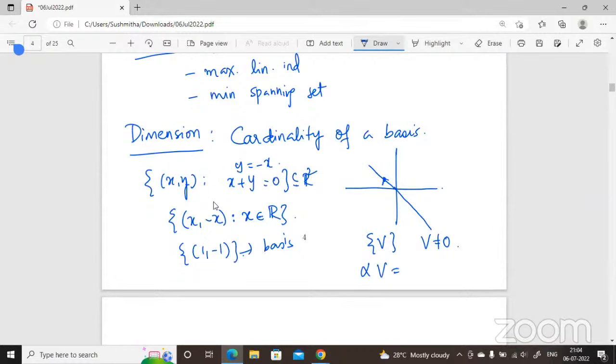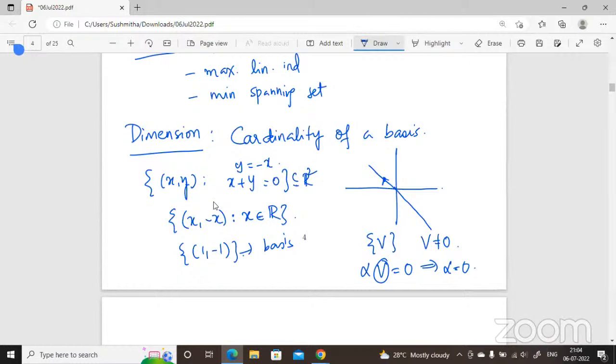What should you do? Alpha times v should be equal to 0. But v is not equal to 0. This has to mean that alpha is 0, right? Yes, ma'am. So it is linearly independent.